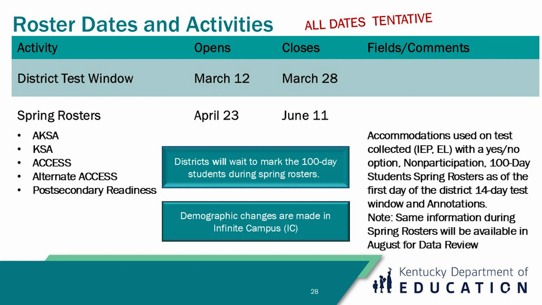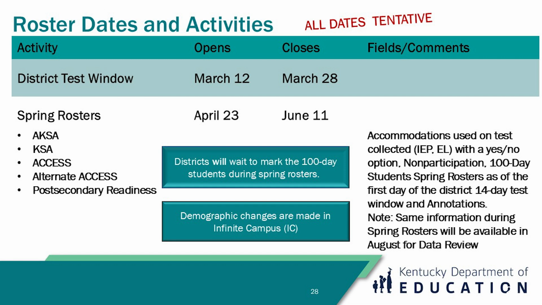Now, you will see this information again, so we want you to be proactive. For your district test window collection, make sure you're going in and marking those March the 12th through March the 28th. But when it comes to spring rosters, you want to go through and make sure that you're doing all the things to the right that I have talked about, from April the 23rd through June the 11th. And then, like I said, you will see this information again from spring rosters during August data review.